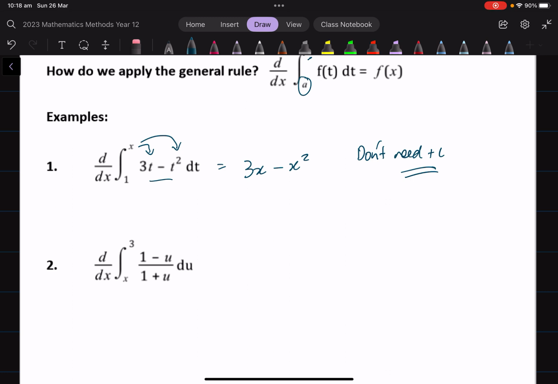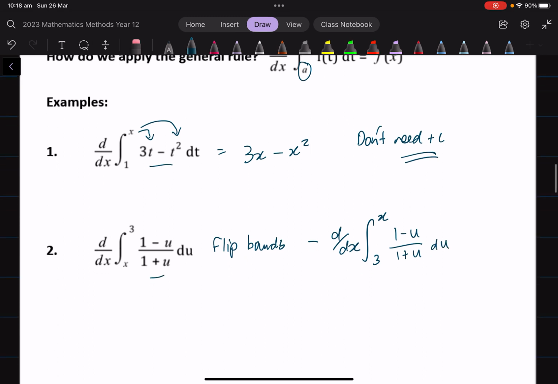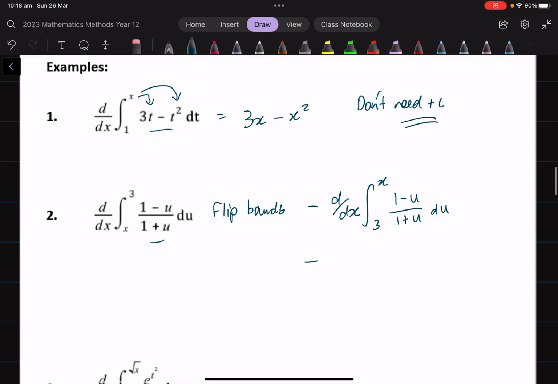So this next one's a bit different in that this time the x is at the bottom and the constant is at the top. So we're going to use one of our integral properties to switch them around. We're going to flip the bounds. That means the integral will become negative. So I'm going to put a negative out the front, and we'll have d dx. And this time we've got the 3 at the bottom and the x at the top, and (1 minus u) over (1 plus u) du. We don't do anything to the equation. This stays the same. We're just flipping the bounds. So that means we've got the negative out the front.